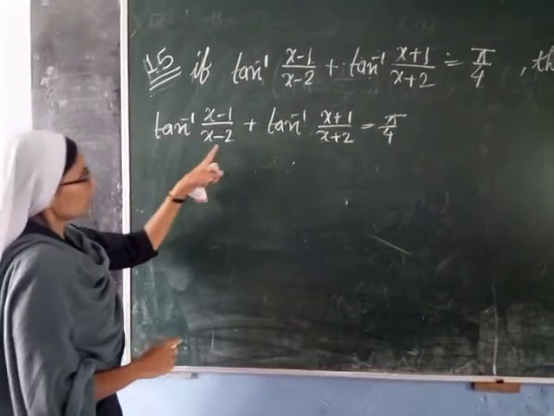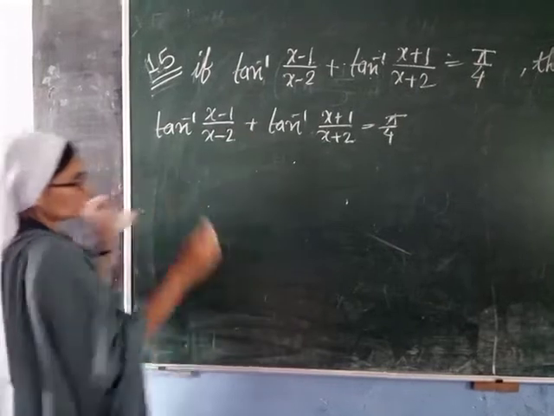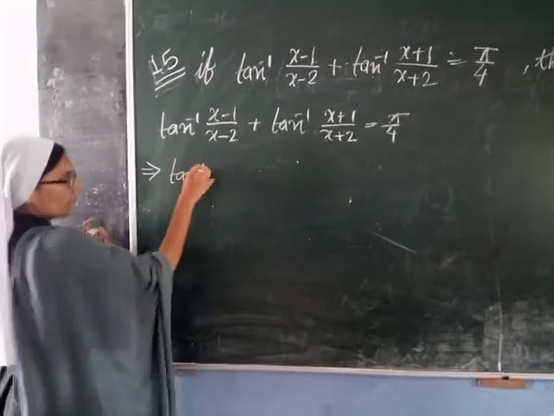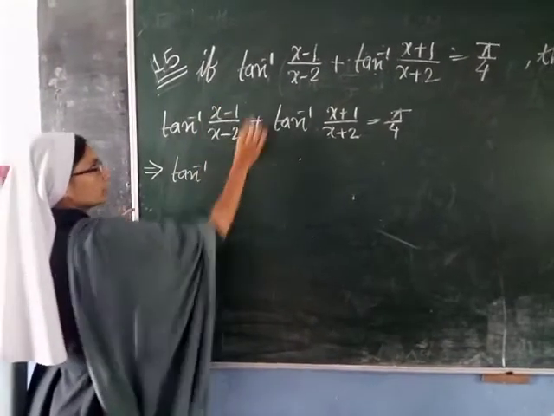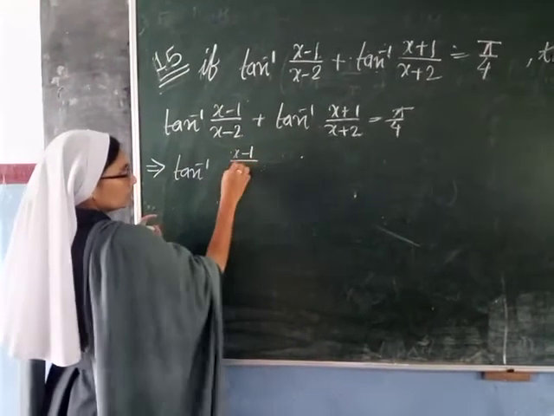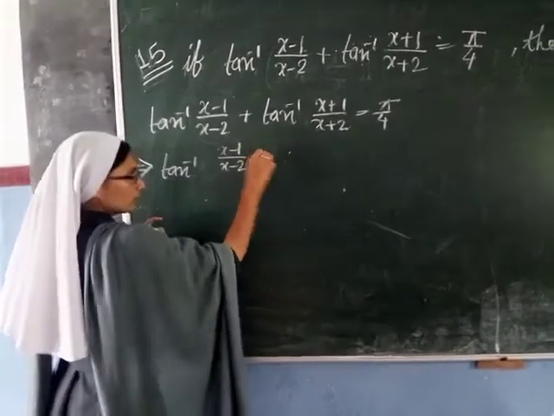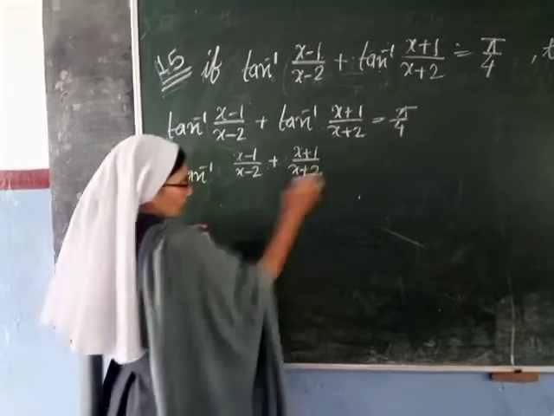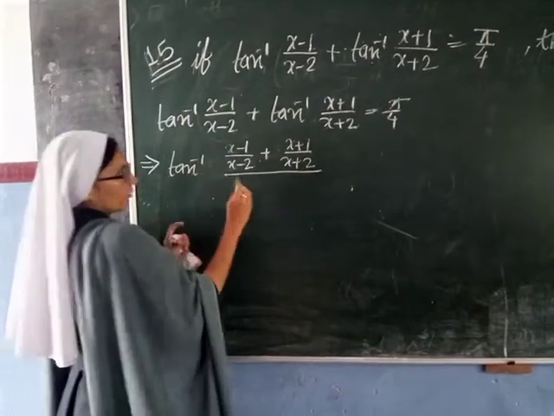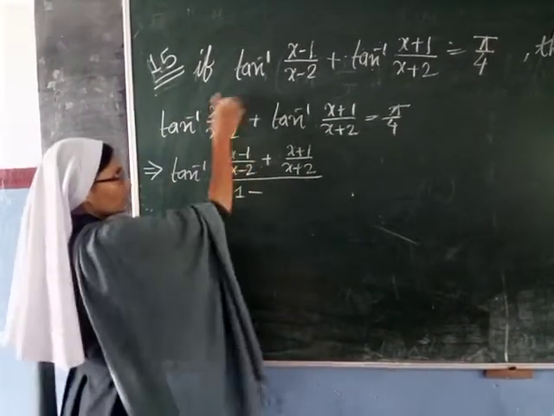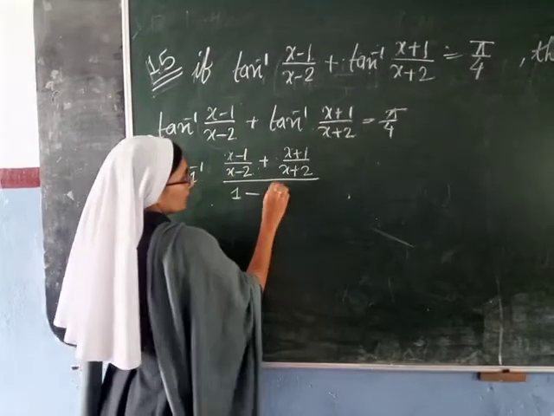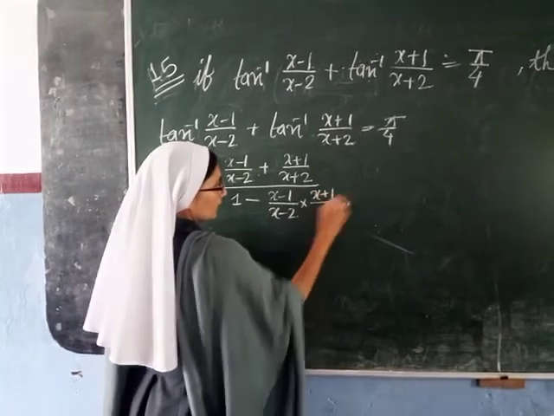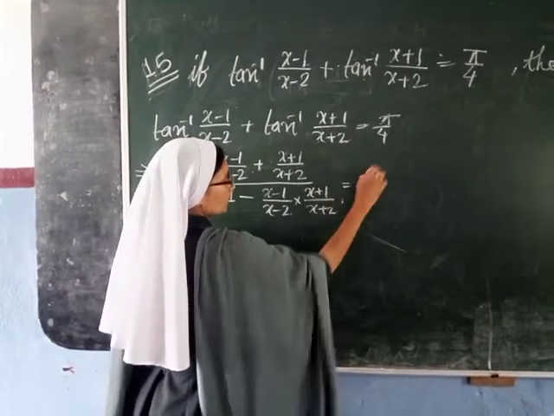So I will use the formula tan inverse x plus tan inverse y, which comes as tan inverse of (x plus y) divided by (1 minus xy). So this is your x: write (x minus 1)/(x minus 2), it is plus, so plus y. This is my y: (x plus 1)/(x plus 2), divided by 1 minus x into y. So this into this: (x minus 1)/(x minus 2) into (x plus 1)/(x plus 2) is equal to pi by 4.